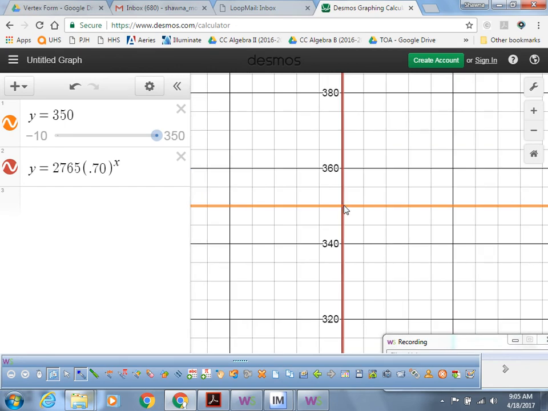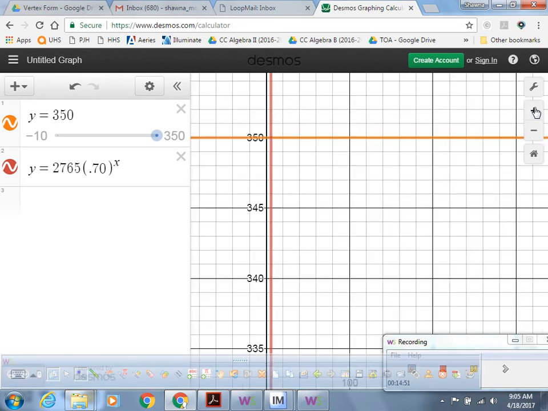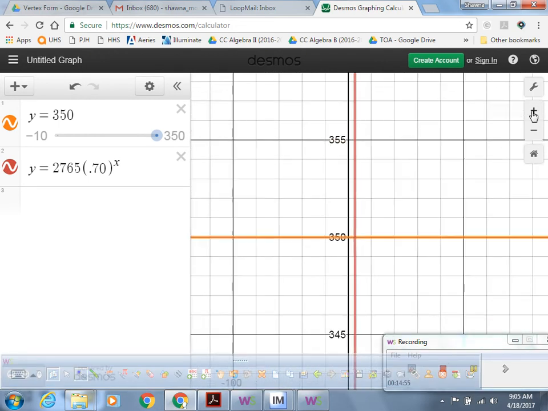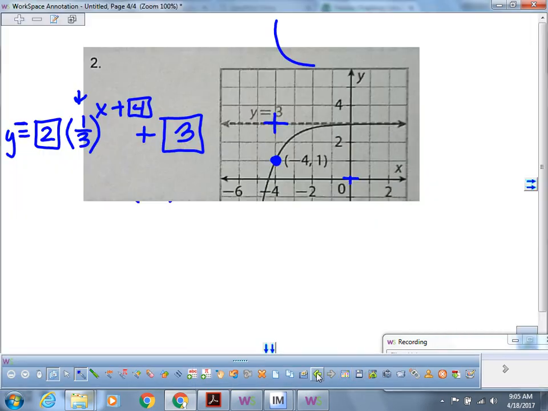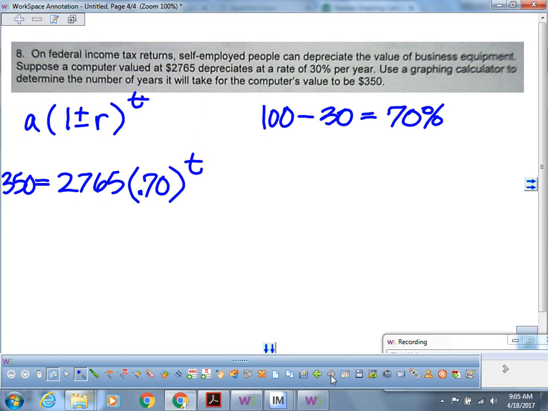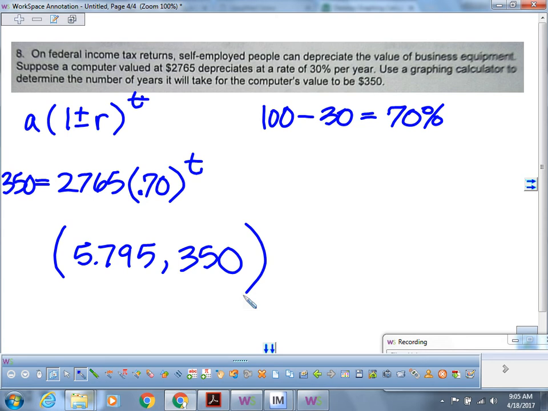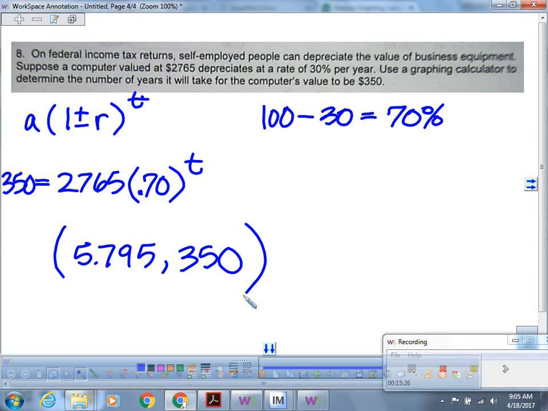All right. Where is our point of intersection? I'm going to zoom in here. Better? 5.795. So they meet at 5.795 and 350. What does that mean to me? After about 6 years, almost 6 years, the value is going to be 350. So that's what I really wanted to get to.